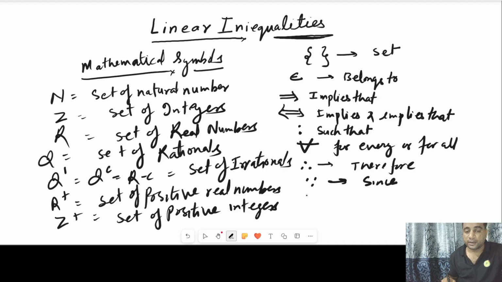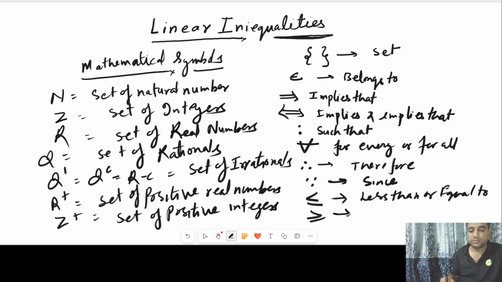And now we come to the most important symbol, this symbol. This is your first symbol for inequality, and it is called less than or equal to. Now reverse this symbol. This symbol is called greater than or equal to. So these are the basic symbols which we will use in this chapter.